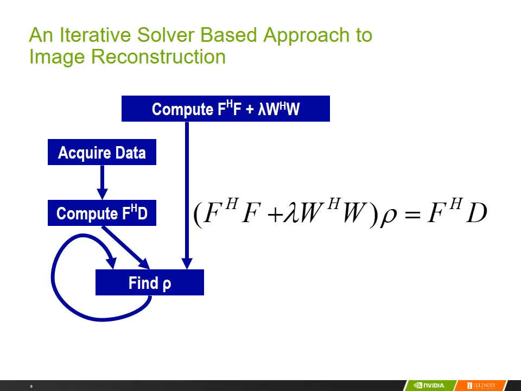This is the computational method, and we're going to need to compute FHD for every piece of acquired data for every image that we construct. And so this is going to be the most time-consuming part, and we're going to be focusing on the computation of F Hermitian D.